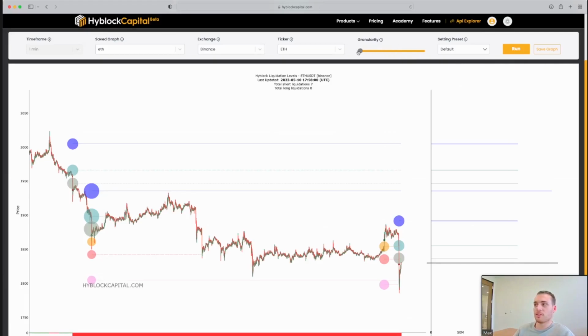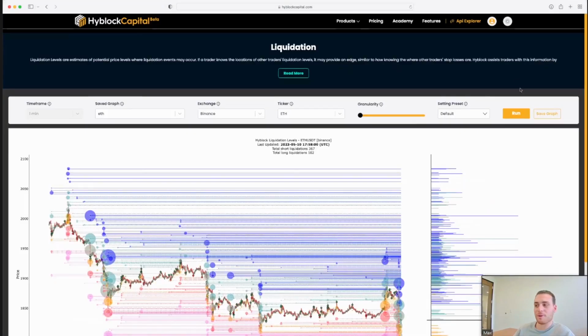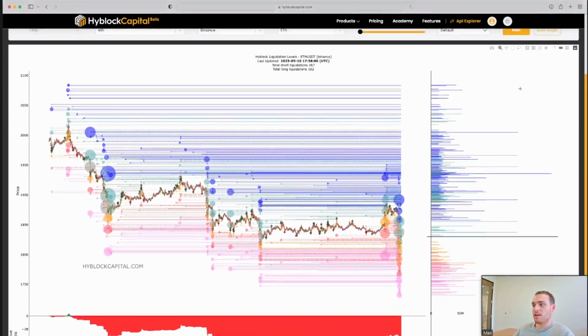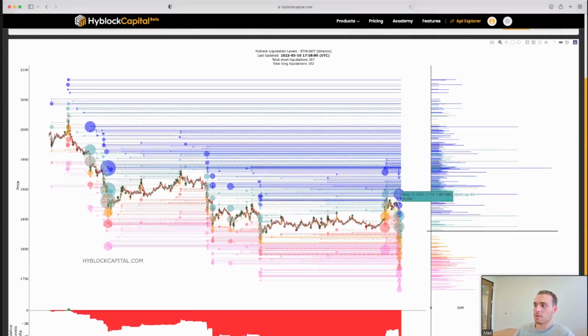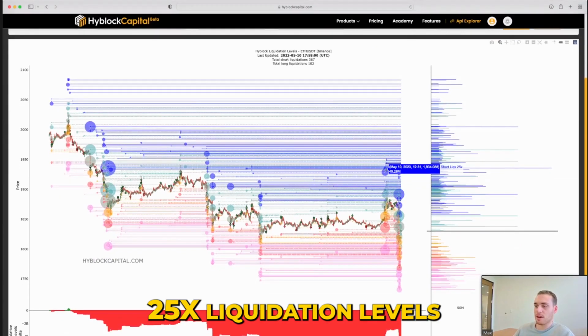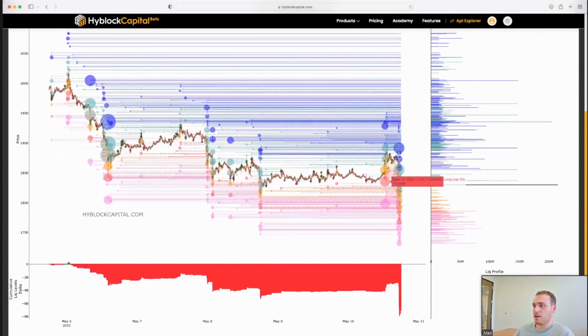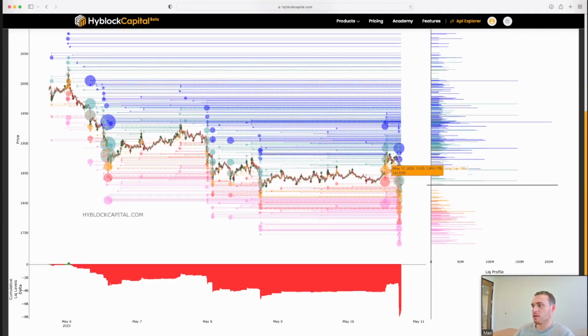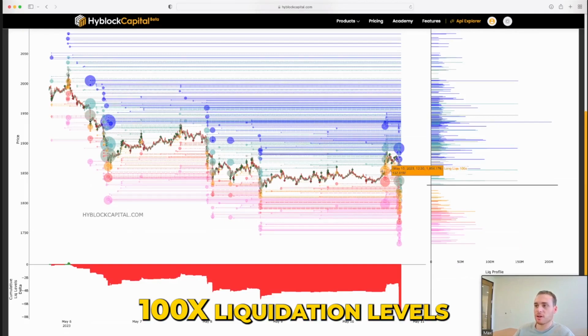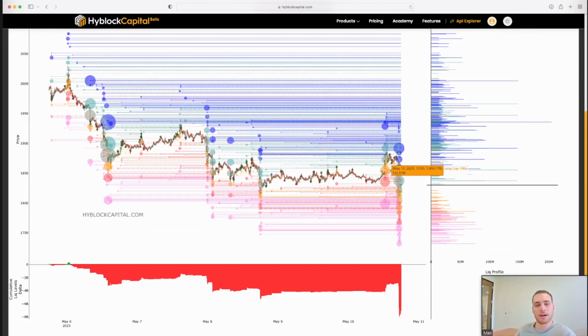So let's slide the granularity back up. I actually prefer as much data as I possibly can have here. You can see right here that all of these dark blue bubbles or lines, or I guess both, are 25 times liquidation levels. Down here, the red is 50 times liquidation. And let's see if we can find one, you can see this orange is 100 times liquidation levels. That means 100 times liquidation would imply somebody went into a trade with 100 times leverage, so a 1% move against their position would leave them subject to liquidation.